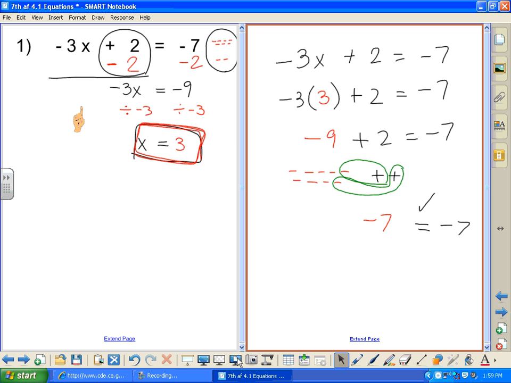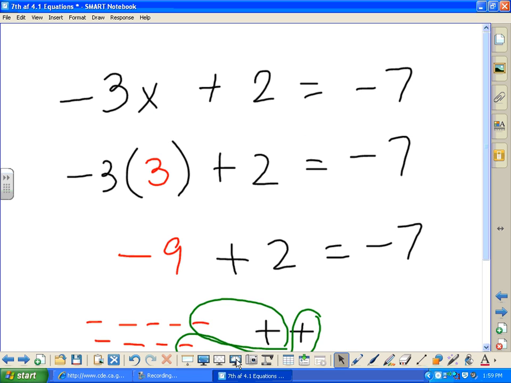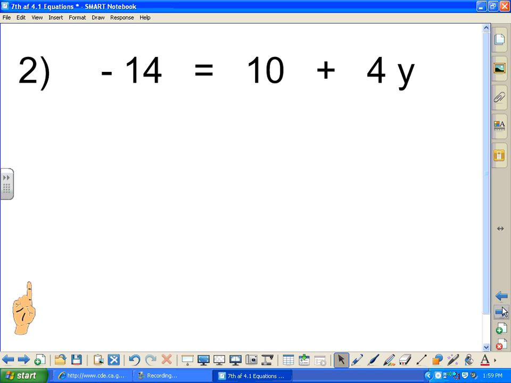Let's move on to my next problem here. Number 2. Negative 14 equals 10 plus 4y. If you haven't done so, you might want to pause the video and write this problem down. This particular problem might seem a little unfamiliar because now we've got the constant negative 14 on this side by itself. There's an equal sign, and it's showing us 10 plus 4y.